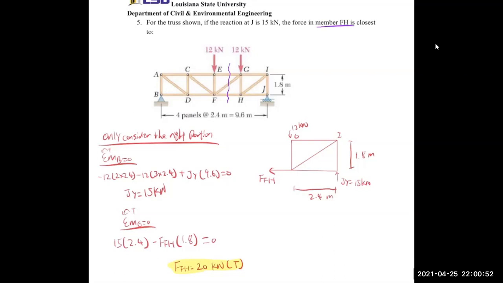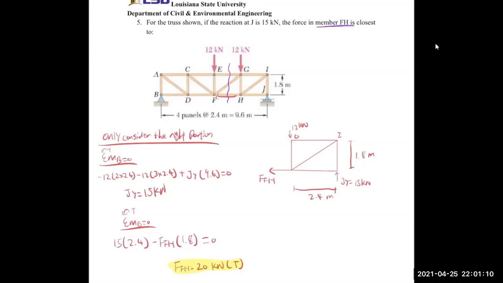All right, so problem number 5 says: if the reaction at J is 15 kilonewtons, the force in member FH is closest to. We know that this is a method of sections problem, so we have to find out what FH is right here. So what I do is that I cut it.